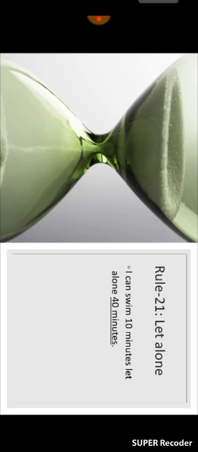Rule 21, let alone. Let alone means that it is unimaginable or unthinkable, or we cannot think like this. For example, I can swim 10 minutes, let alone 40 minutes. I can swim only 10 minutes, but 40 minutes is a long time. So in case of these sentences, we should use let alone. I can swim 10 minutes, let alone 40 minutes. To make it clear, I can mention another example. He can get GPA 2, let alone GPA 5. Okay, dear students, move to the next rule.